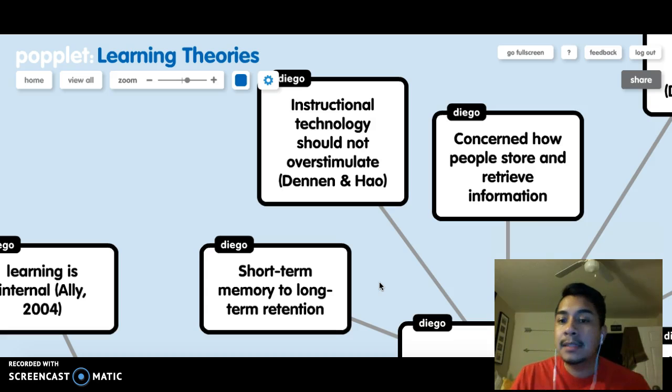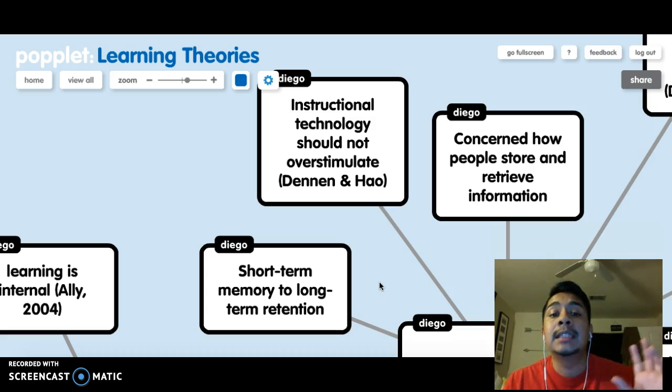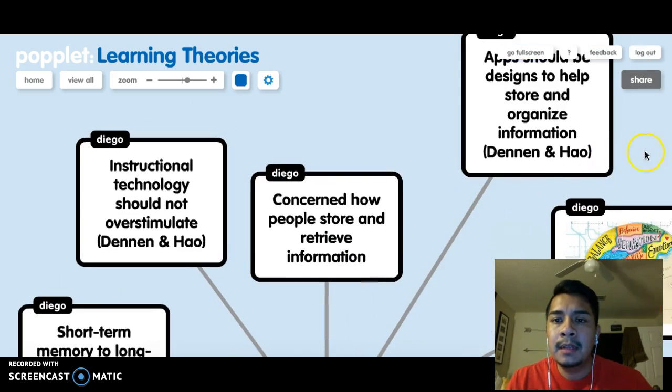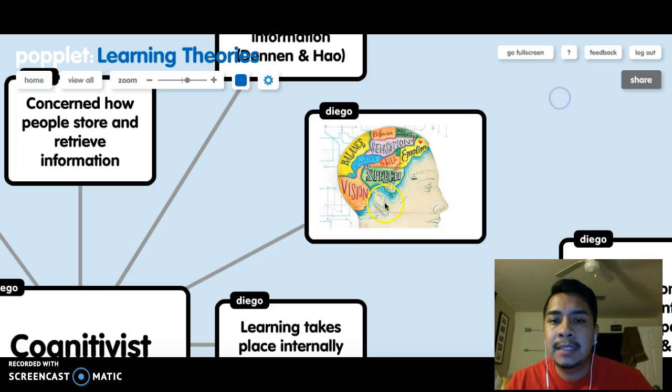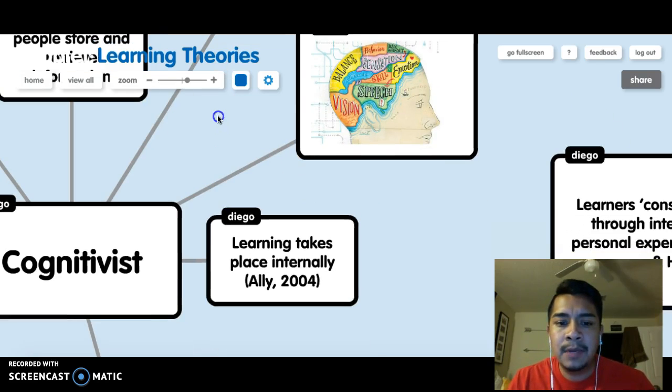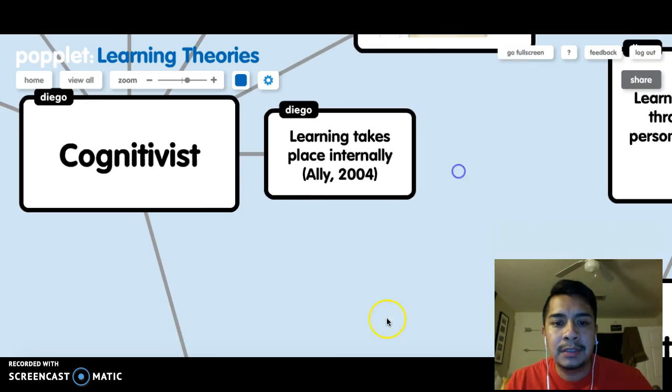So again, this is where I'm at with these learning theories. I right now have a very short memory of it, but gradually I hope to get that long-term retention of them. Again, apps should be designed to help store and organize, and this is the image I thought would represent it well, and learning takes place internally.